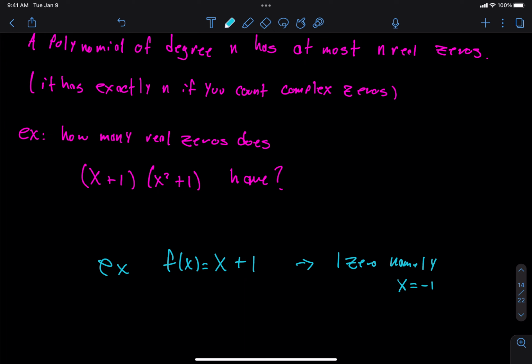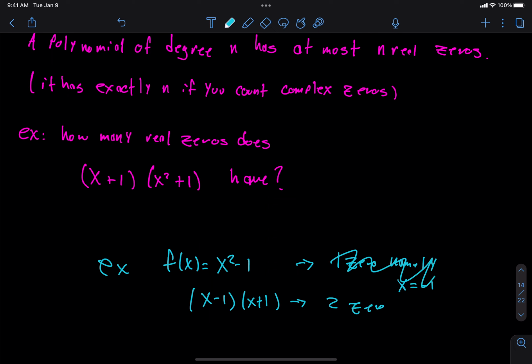Or we could do something like x squared minus 1. Well, we could factor that, right? That would be x minus 1 times x plus 1. And so it has how many zeros? It has 2 zeros, namely, x equals 1 and x equals -1, right? So the number of zeros of a polynomial is going to be, at most, its degree. The number of real zeros will be at most n. Okay, it could be less than n.